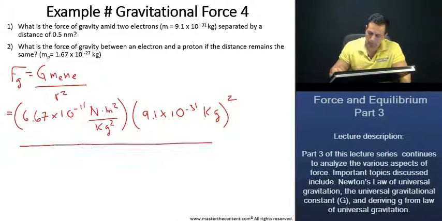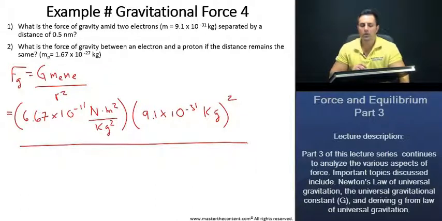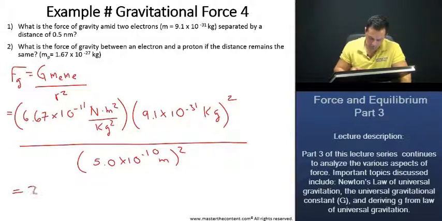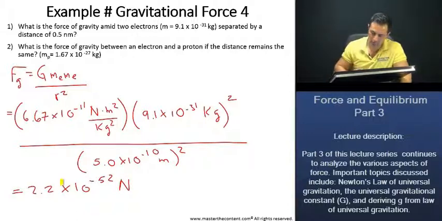And how about r? What is r? Well, 0.5 nanometers. How many meters does that work out to be? In meters, that's 5.0 times 10 to the power of negative 10 meters, and we'll just square that. Once you calculate that, you find that your answer is 2.2 times 10 to the power of negative 52 newtons. And that's very small.